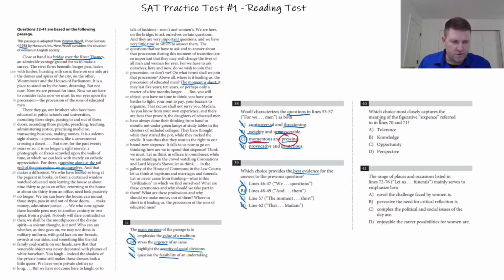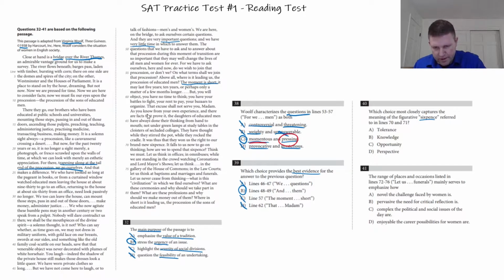Okay, so looking at 40, which choice most closely captures the meaning of the figurative sixpence referred to in lines 70 and 71? Let's go ahead and find that. It was thus that they won us the right to our brand new sixpence. Even though we just read it, I recommend starting a couple lines before to really confidently read into the issue, okay? That way you know exactly what they're talking about.